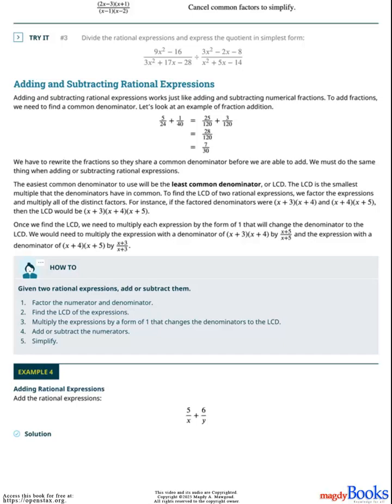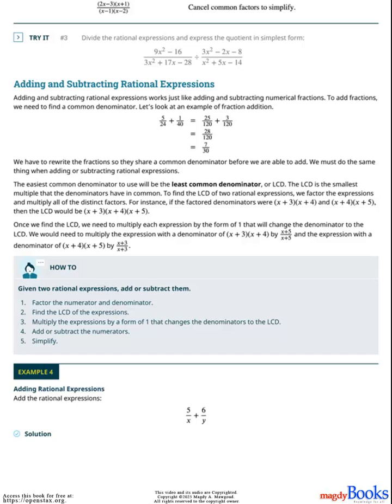Once we find the LCD, we need to multiply each expression by the form of 1 that will change the denominator to the LCD. We would need to multiply the expression with a denominator of (x + 3)(x + 4) by (x + 5) over (x + 5), and the expression with a denominator of (x + 4)(x + 5) by (x + 3) over (x + 3).